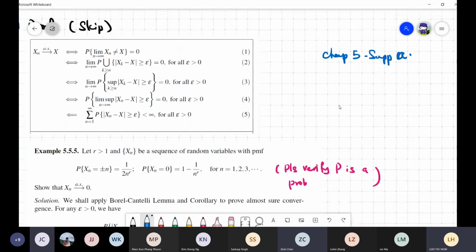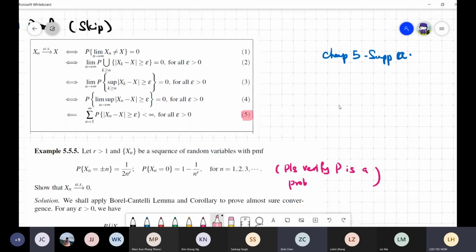The first one will be the definition. Xn converges to X almost surely if and only if this is true. It has several variations, 2, 3, 4, so you can use any one of them. Now we are concerned with number 5. Number 5 is a very useful condition, so we can use it to verify whether convergence is almost sure or not.